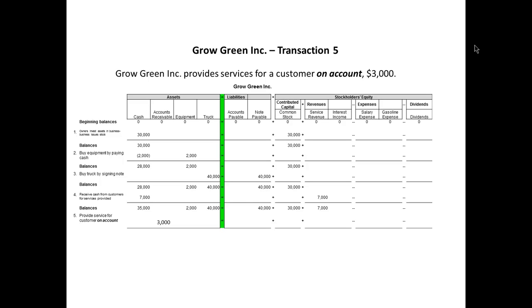It increased, so we'll enter a positive $3,000 in accounts receivable. Grow Green's earnings just increased as well, so the $3,000 in the service revenue column is also a positive number. The new balance in accounts receivable is $3,000. The new balance in service revenue is $10,000, and the other balances remain unchanged. The asset balances on the left side of the equal sign add up to $80,000, and on the right side of the equal sign, $40,000 plus $30,000 plus $10,000 is $80,000. The equation is in balance.